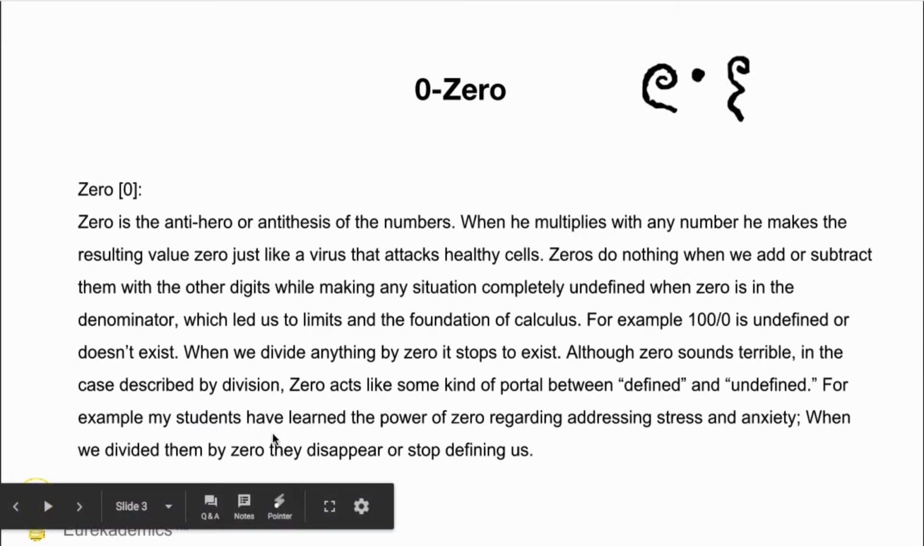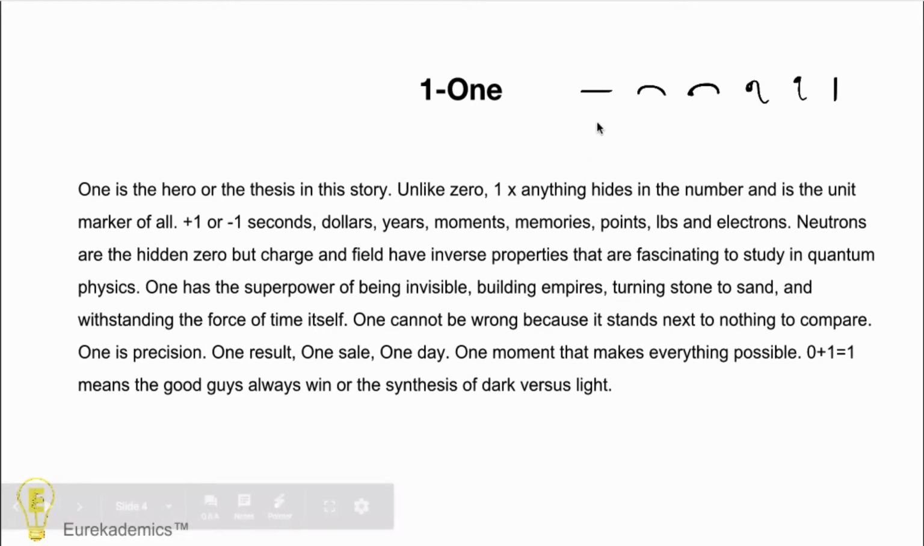For example, my students have learned the power of 0, like I was just saying in algebra, canceling things out, regarding addressing stress and anxiety. When we divide and multiply our anxiety by 0, we cancel it out. All right, let's get to 1.